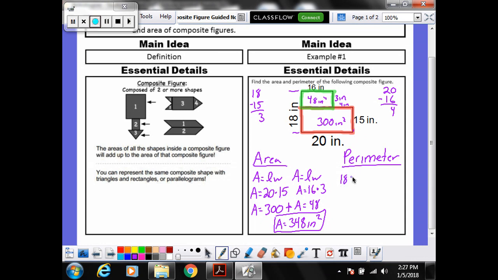So 18 plus 16, and I like to just pick one and start and go all the way around. So plus 16 plus 3 plus 4 plus 15 plus 20. And so when we add all that up together, we're going to get a perimeter of 76 inches. Right.